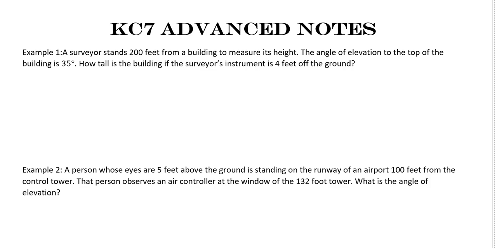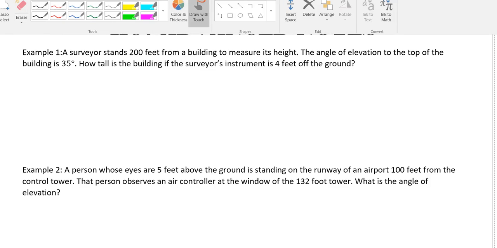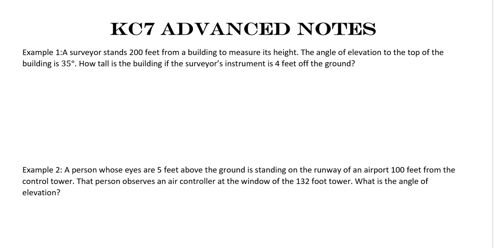So in example 1, a surveyor stands 200 feet from a building to measure its height. Here's my building. Here's my little surveyor. The angle of elevation to the top of the building is 35 degrees. How tall is the building if the surveyor's instrument is 4 feet off the ground?